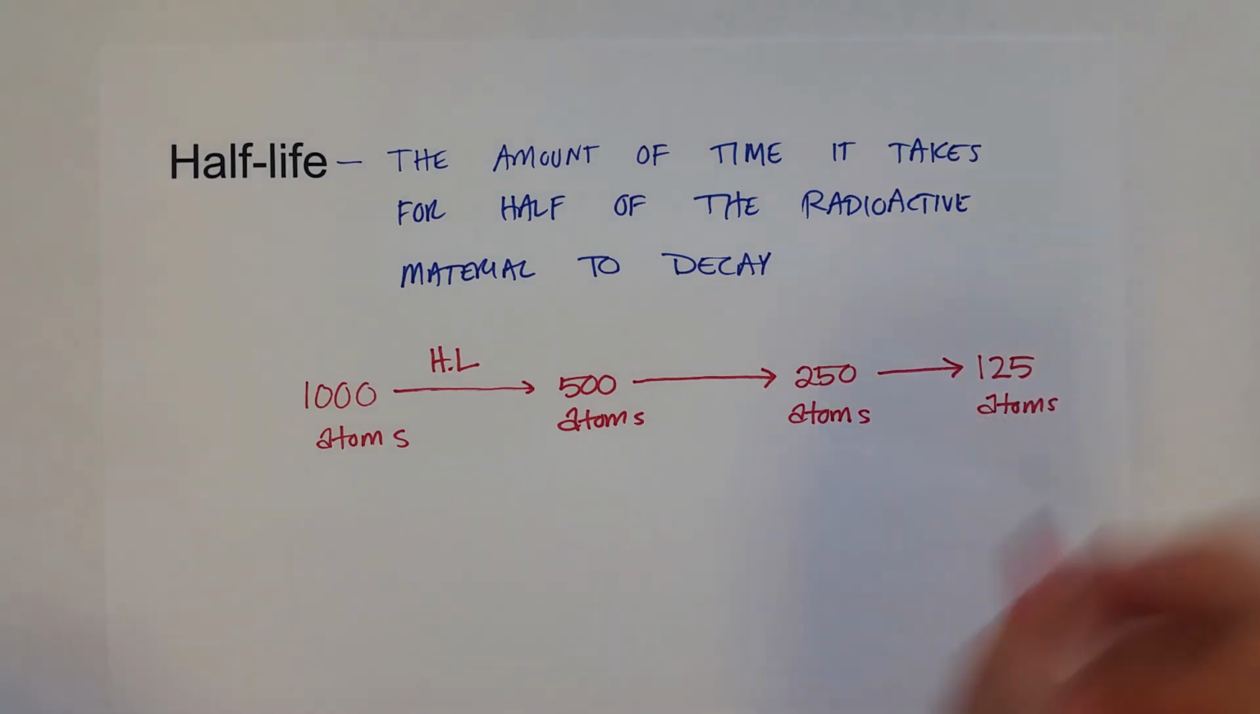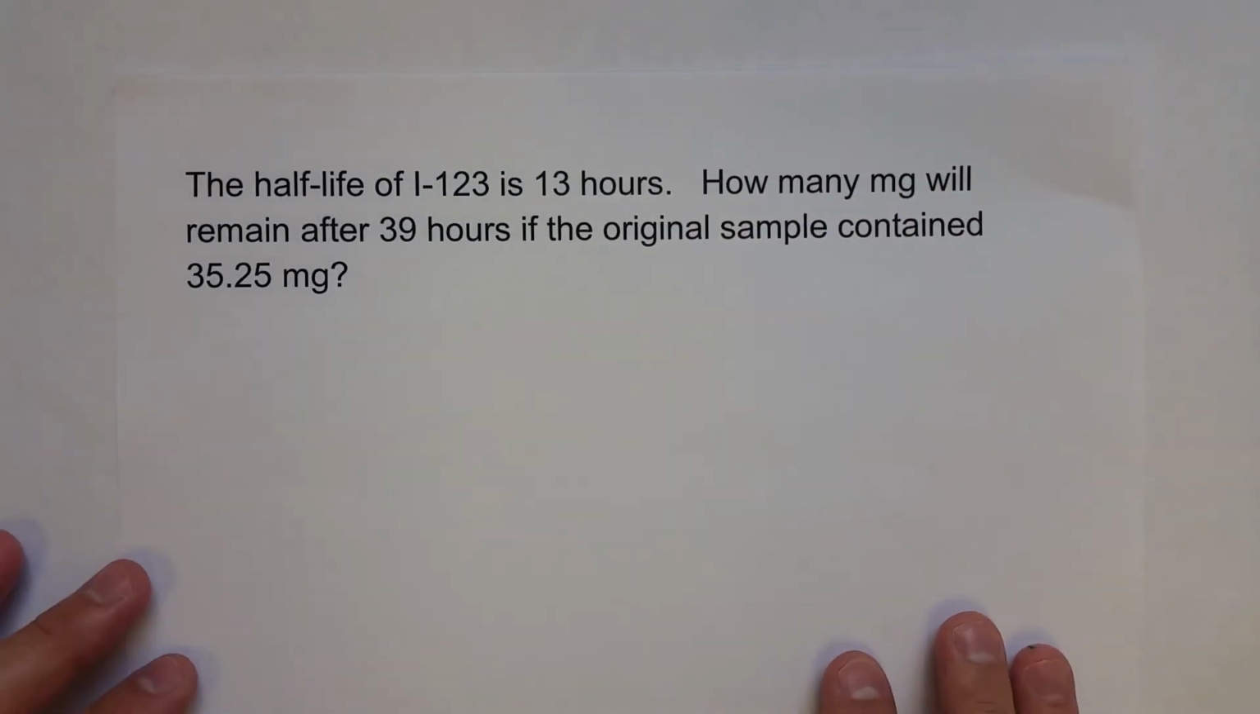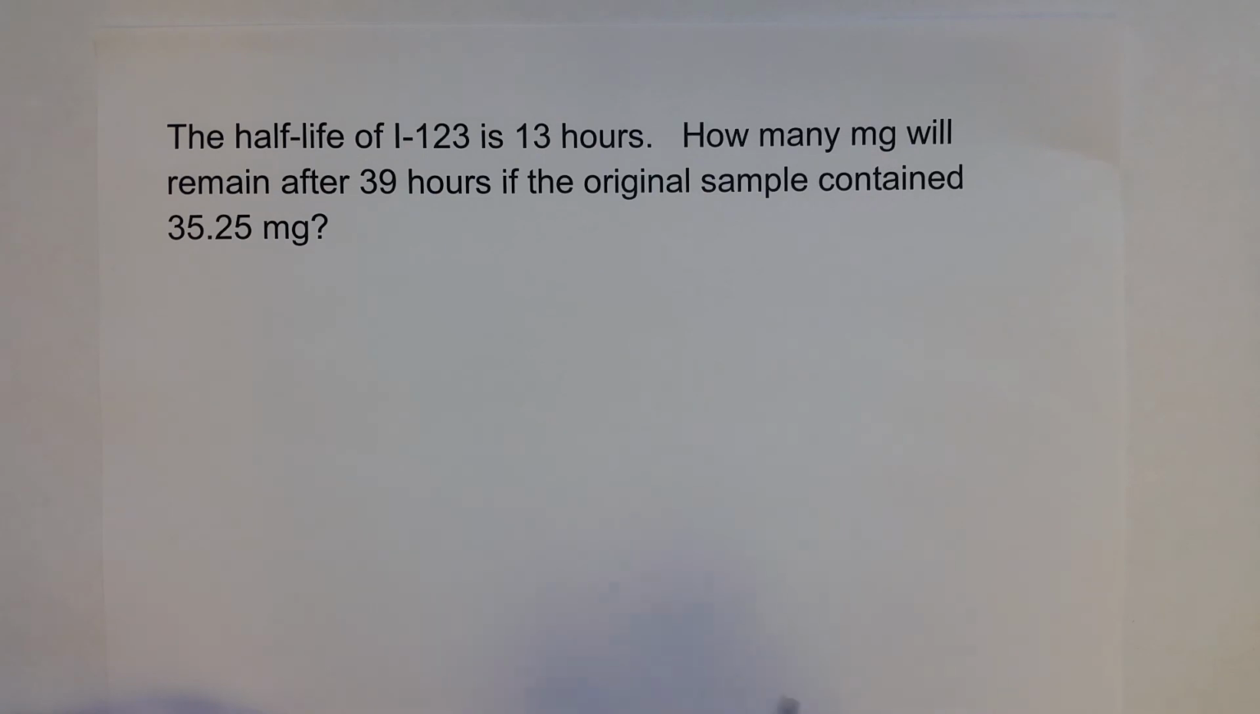Now, this idea of half-life can be used for any type of reaction, including chemical reactions, but it is very common and useful in nuclear reactions. Okay, it's useful because you can calculate how much of a radioactive substance will be left after so much time, if you know the half-life.